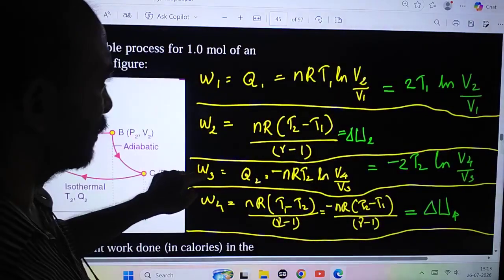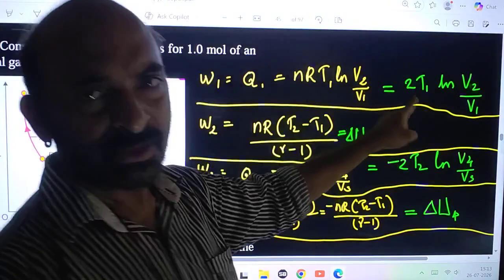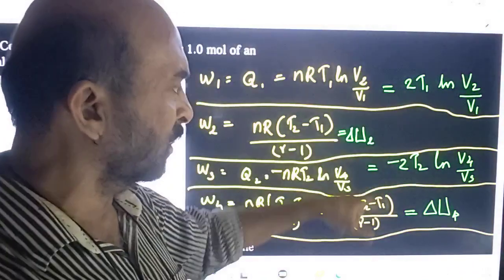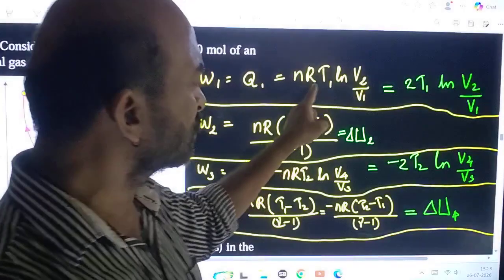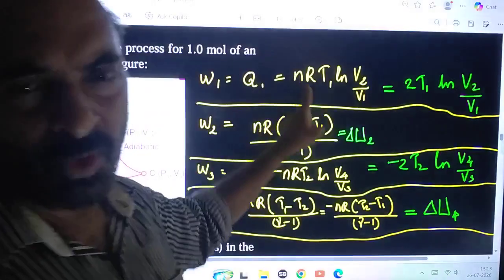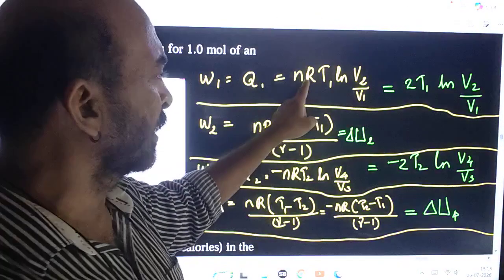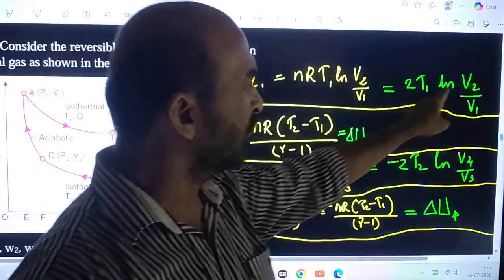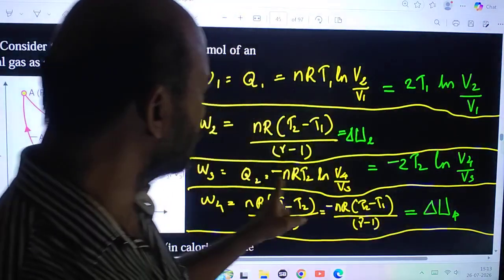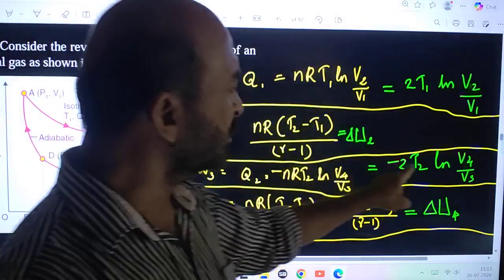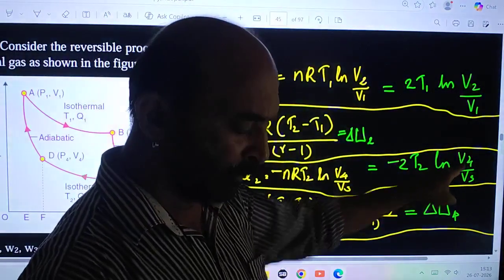W1 plus W3. This is why I have put the green writing for our particular answer. See, it was mentioned in the question that R is 2, n is 1. 1 mole gas is considered and R is taken as 2 calorie. So 1 into 2, 2. So this equation reduces to 2 T1 ln V2 by V1. And similarly, in this equation R is 2, n is 1, minus 2 T2 ln V4 by V3.